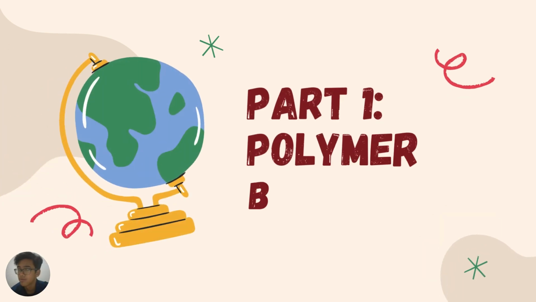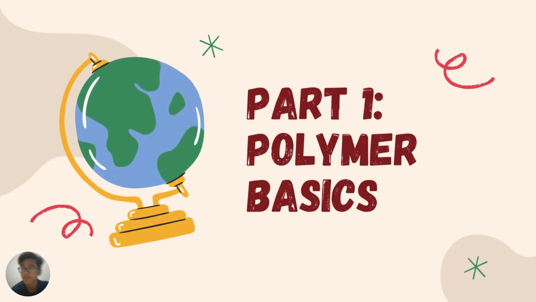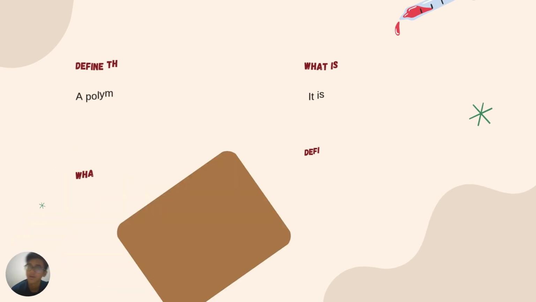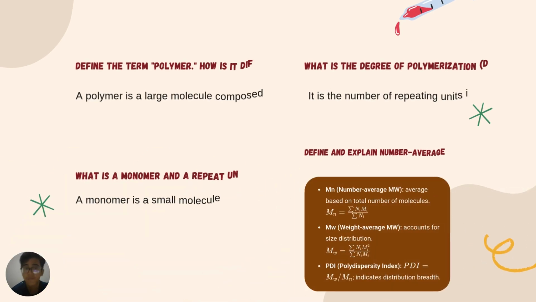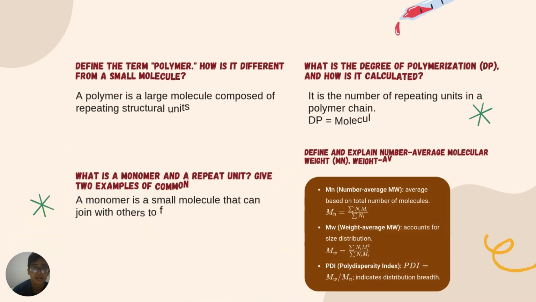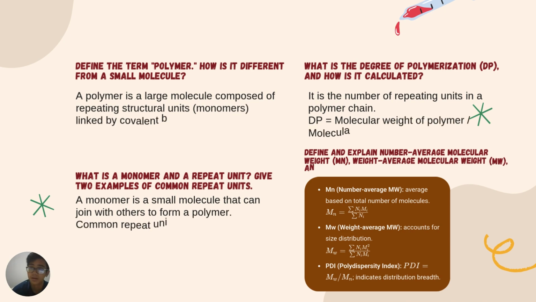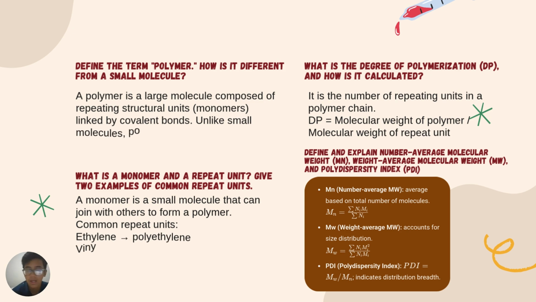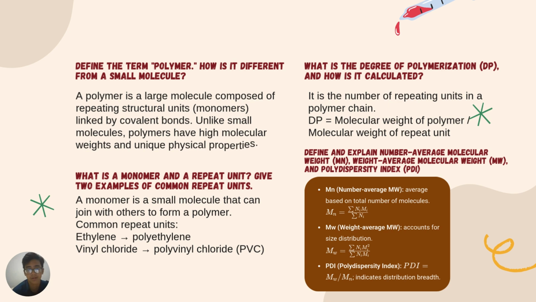Okay. So the first thing is about polymer basics. The basics of polymer. What are the questions that have been provided? The first one would be: define the term polymer and how is it different from a small molecule. A polymer is a large molecule composed of repeating structural units, monomers, where these monomers are linked by covalent bonds. Unlike small molecules, polymers have high molecular weights and unique physical properties.